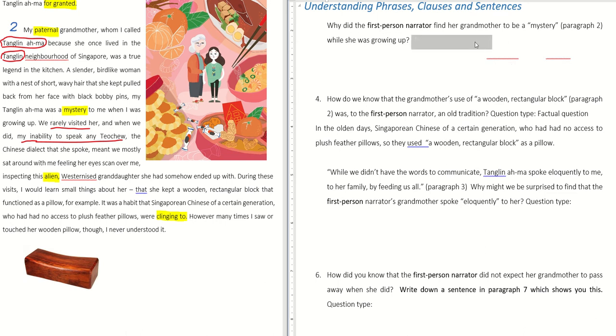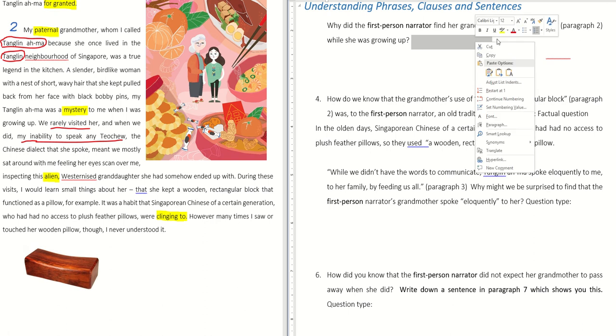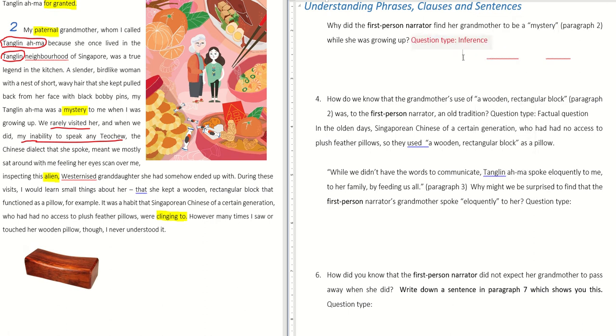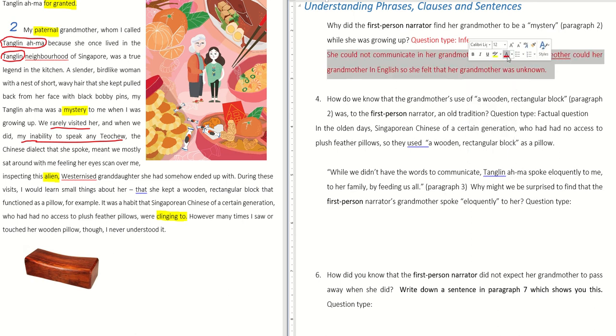What kind of question is this? Why did the first person narrator find her grandmother a mystery? It's an inference question. Why did she find it so? I have to read between the lines for inference questions. Why did she find her to be a mystery while she was growing up?